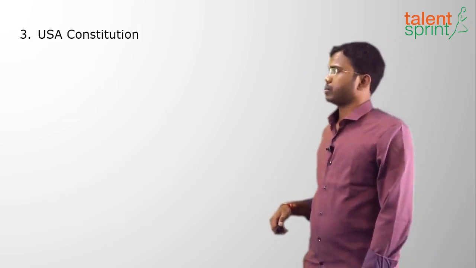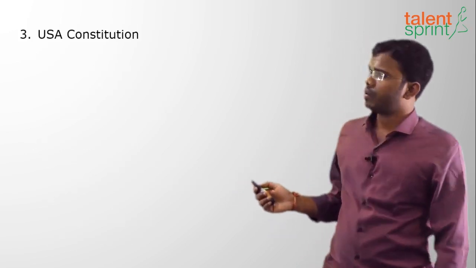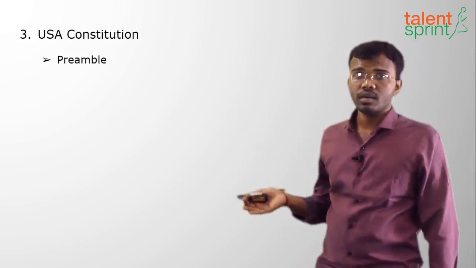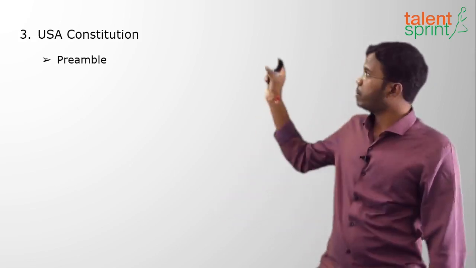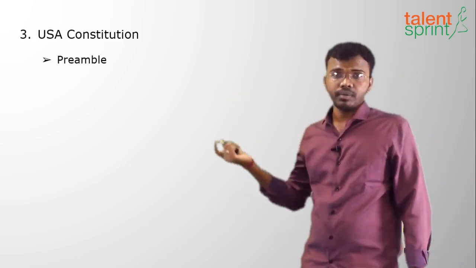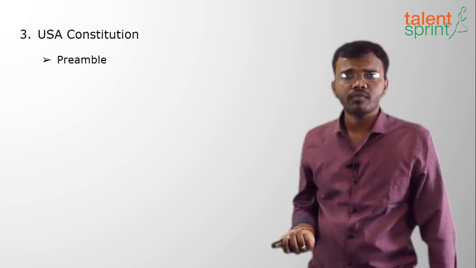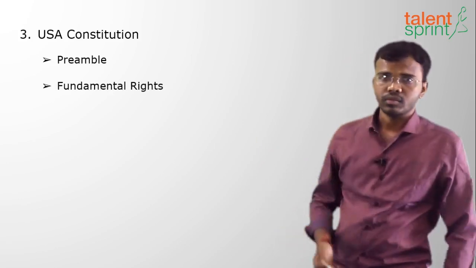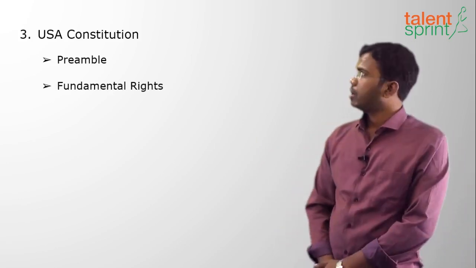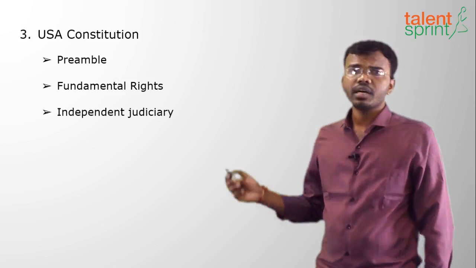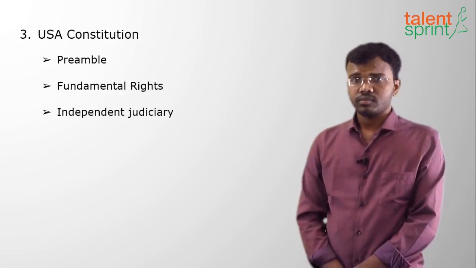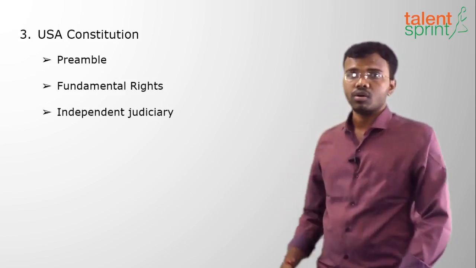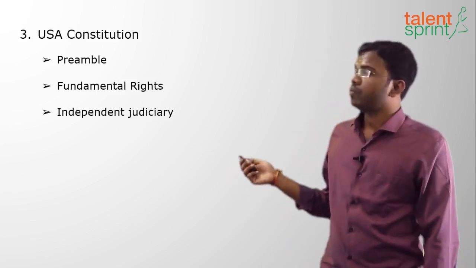Next is US Constitution. So from US what we have taken? Preamble. We the people of USA, we the people of India. So both the preambles start with we the people, because people are the final in democracy. Next we have taken fundamental rights, very needed by any person. Next we have taken independent judiciary. Judiciary must be independent. Politics should not interfere in judiciary or else the judgments will be influenced.